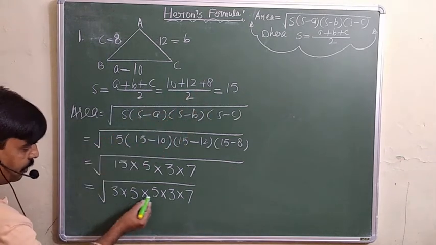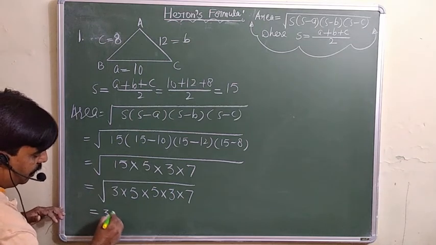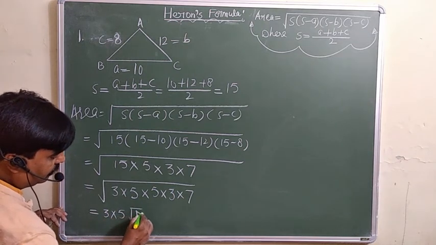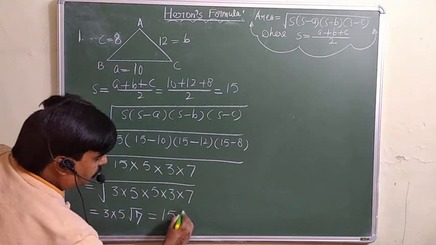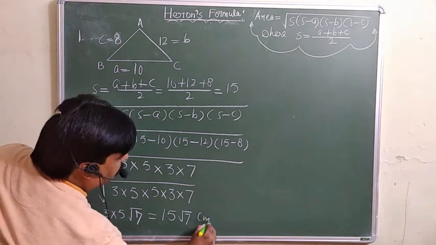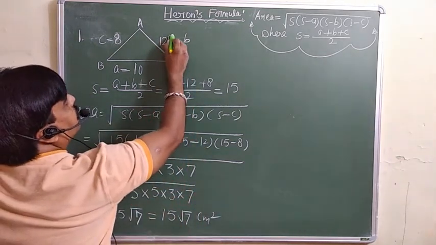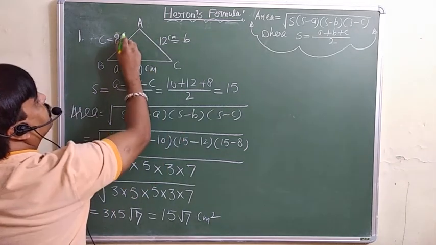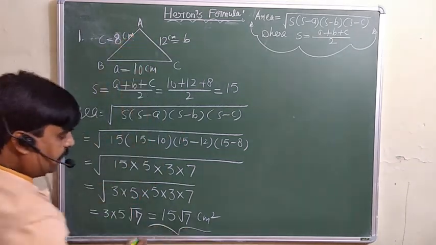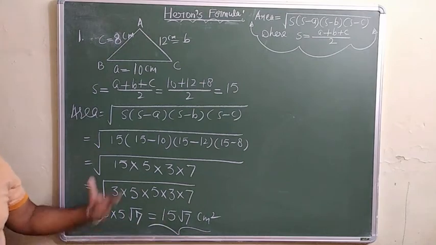So you are getting here a pair of 5 and a pair of 3. 3 into 5 root 7. This is equal to 15 root 7 centimeter square. If the unit is given in centimeter, this is in centimeter. So this is the area you are getting by the Heron's formula.